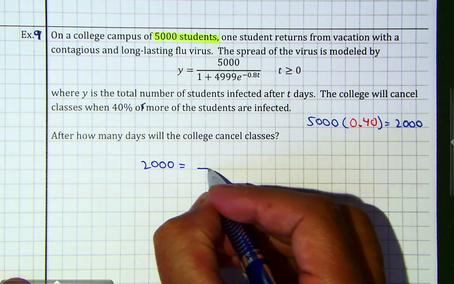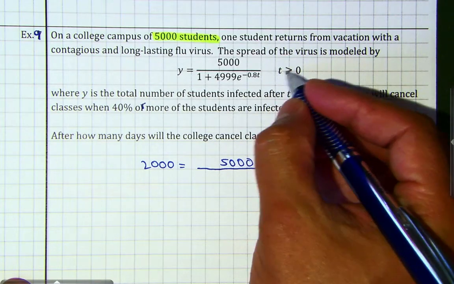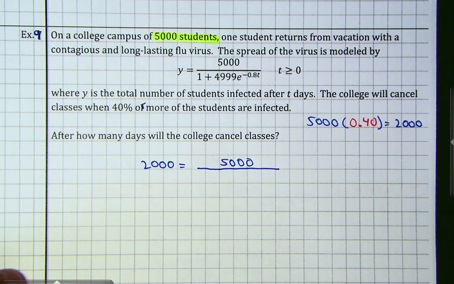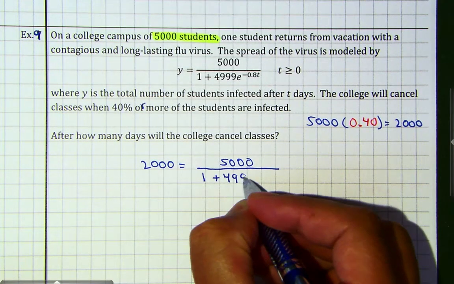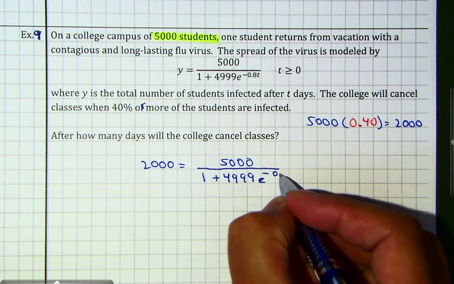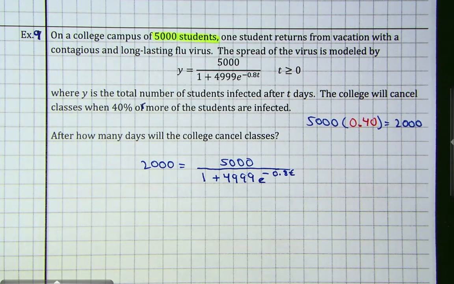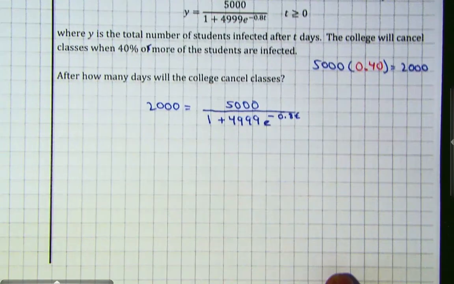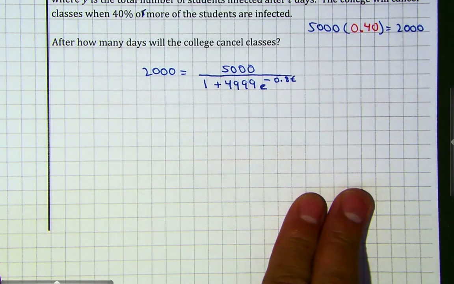And let me copy my equation. y = 5,000 over 1 plus 4999 e to the negative 0.8t, where t is greater than or equal to 0 due to the time. We don't want to go back in time, so we don't want it to be negative. And now we can solve for t. So pause it, take the time to solve for t, see what you get, and then we can compare our answers.